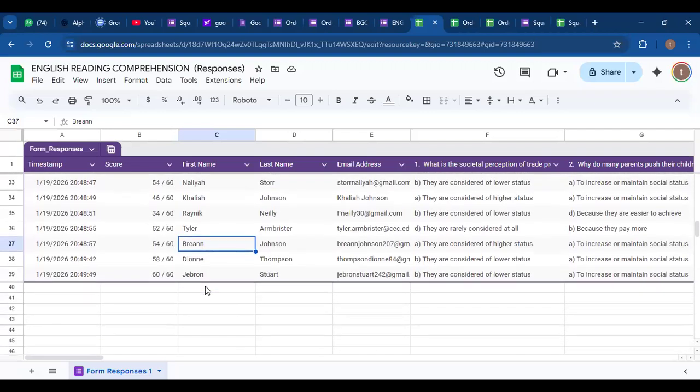Dion Thompson, excellent job. Jabron Stewart, you're the fourth person to get all right. Very good. That's not easy. Very good.